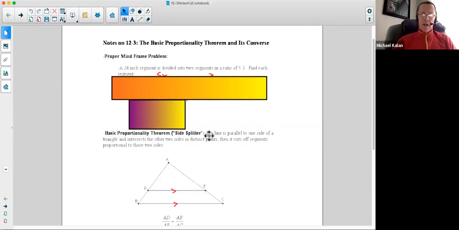Let me share my screen, which is the 12.3 notes. And all right, so proper mind frame problem, okay? I want you to think of a 24-inch segment that's divided into two segments in a ratio of 5:3. Find each segment length. I'll give you a hint if you haven't figured out how you want to do it. I'll give you a couple seconds.